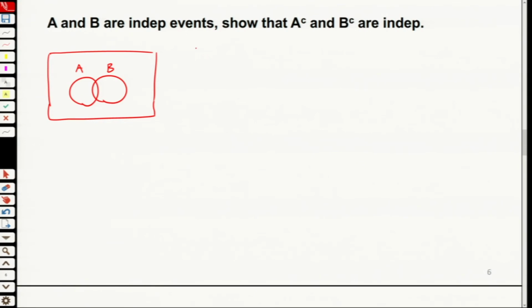Now let's first consider A and B complement. So probability of A intersect B complement. What is A intersect B complement? B complement is actually everything outside. Now A intersect with everything outside of B. What is the area? Right here, right? Yes, excellent.